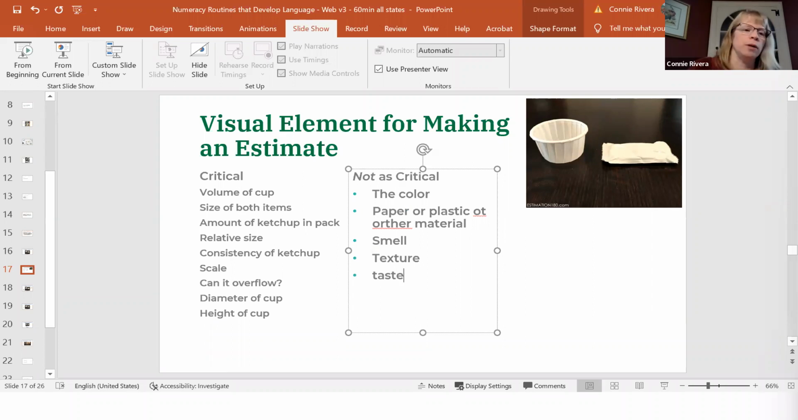Oh, well, taste would be not visual, but flow of ketchup. Cool. I'm sure I missed them. I'm going to stop right there because we get the idea. We could keep going with this. How much you squeeze out of it, that's going to matter for sure.